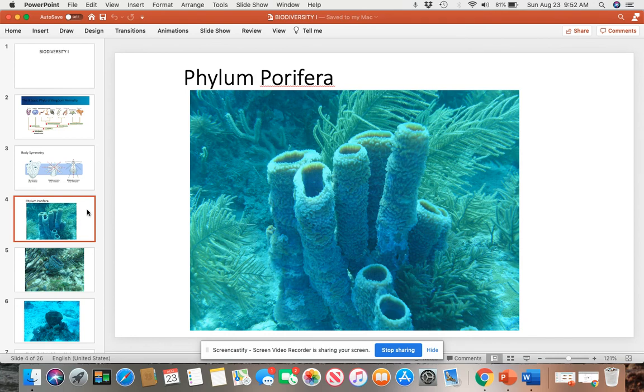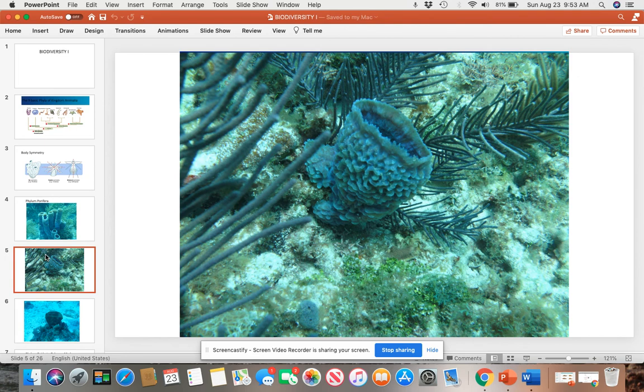So for phylum Porifera, sponges, these are asymmetric. In other words, they lack symmetry. They are mostly marine, but there are a few freshwater. They are filter feeders. So water comes in, nutrients are extracted, and then the water is released. They come in many, many sizes.